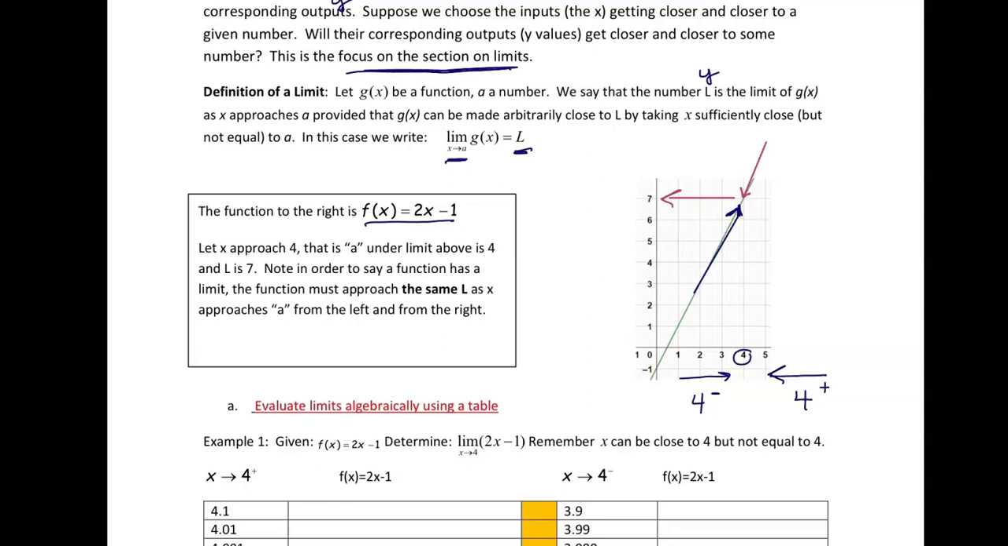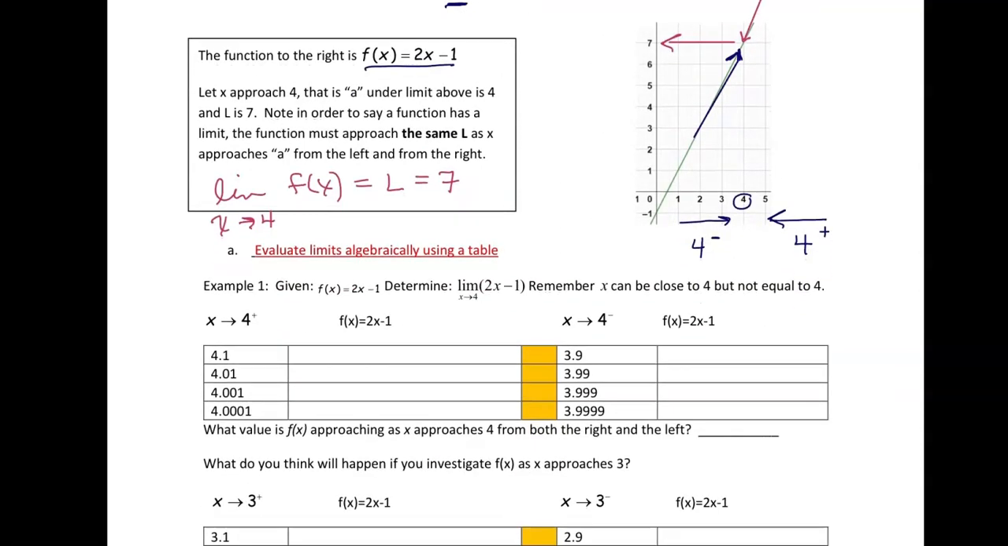So how can I write this expression to indicate what I'm doing? I would say the limit as x approaches 4 of this function is some L, and then I've discovered that that L, which is the limit, equals 7. So that's your y value. That's the essence of what we're doing.